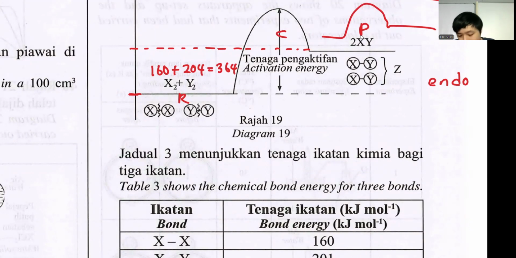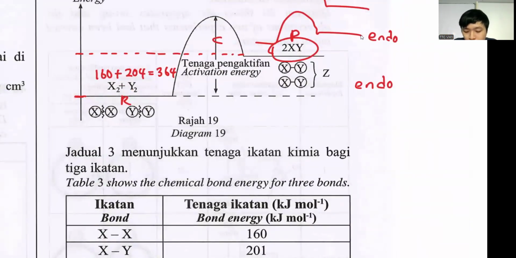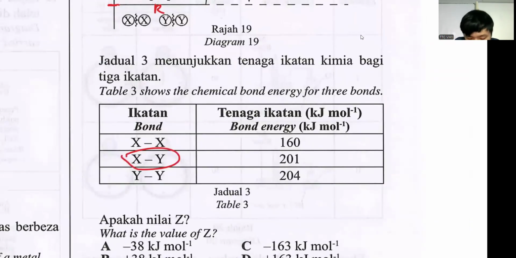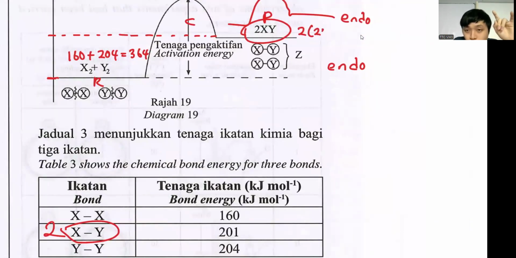And then how about the product? The product has two XY bonds. One XY bond is 201. It means you got 2 times 201, then you will get 402 kilojoule per mole. Okay. This one is 364 at the reactant.